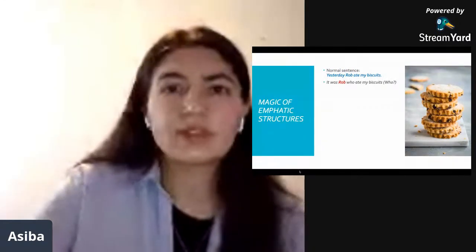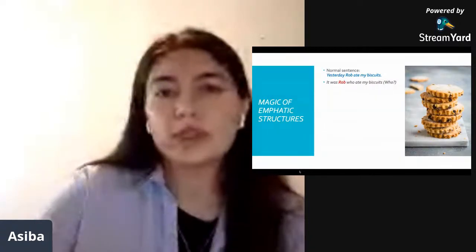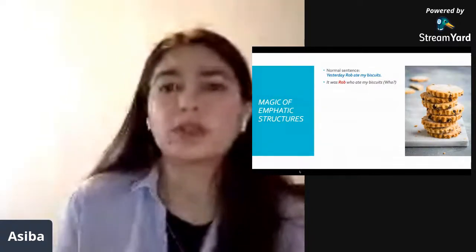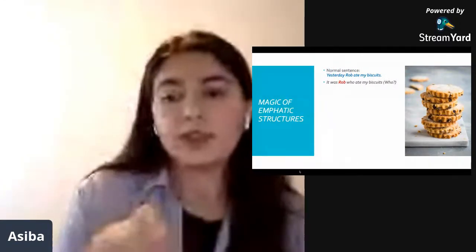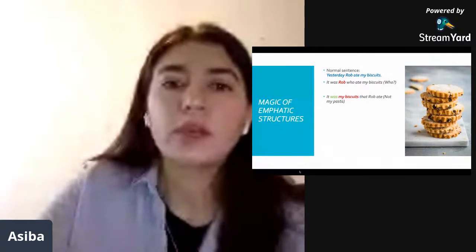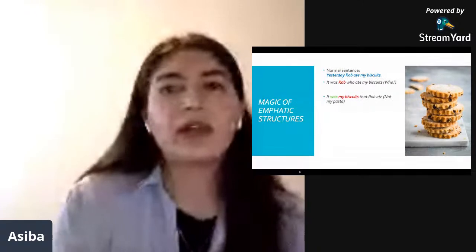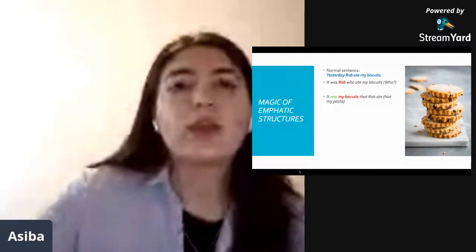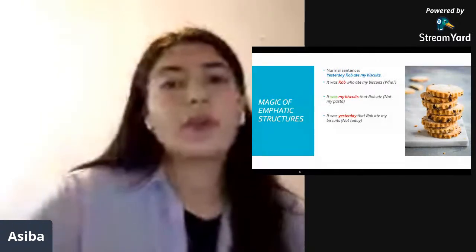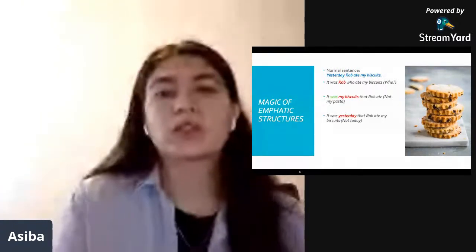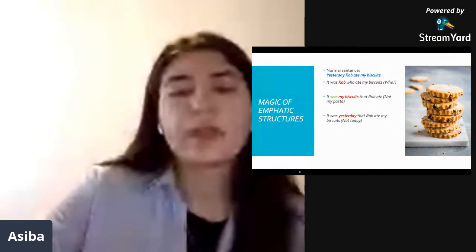So a normal sentence: yesterday Rob ate my biscuit. And here we say, it was Rob who ate my biscuit. So who? Rob, right? We are emphasizing the name of the person who did something. Next one, it was my biscuit that Rob ate. So it was not pasta, not an apple, it was my biscuit. And next one, it was yesterday that Rob ate my biscuits. So we know that it was biscuits, and when it happened: not today, it was yesterday.